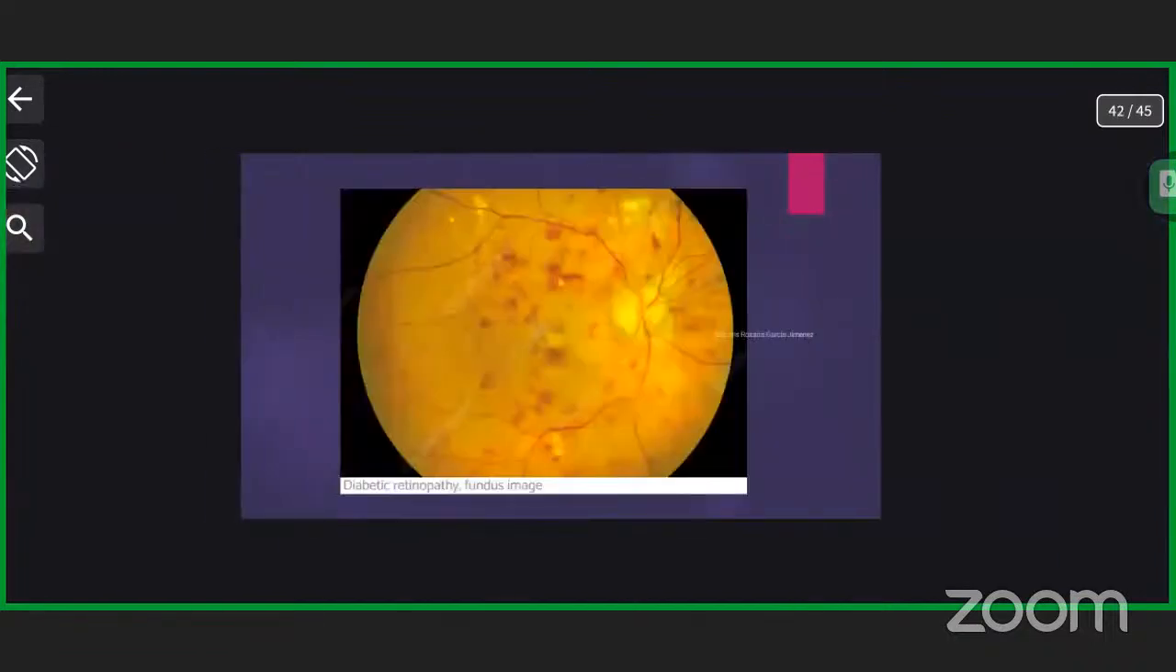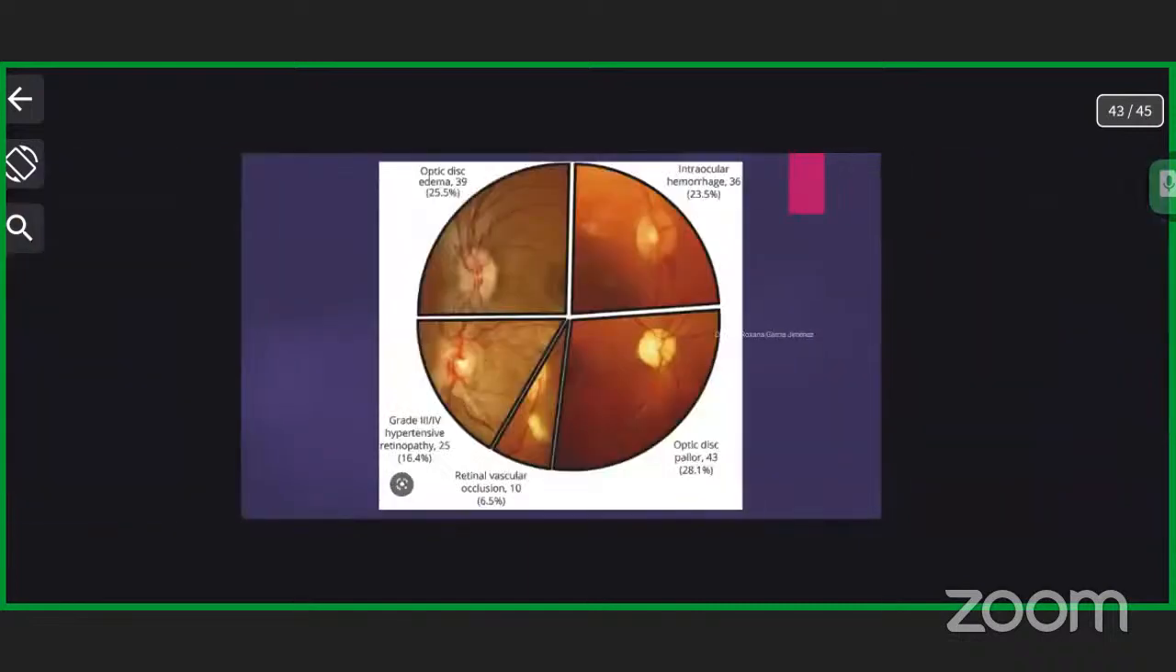Now I have this diabetic retinopathy. That's the typical image on this, right? And then we got this slide, when we have the optic disc with edema, the hypertensive retinopathy, grade 3rd and 4th. Look at this. Retinal vascular occlusion. It's a cause of blindness, acute blindness. The intraocular hemorrhage looks like this. And the optic disc pallor, just take it into account for practicing, for checking the differences between them.